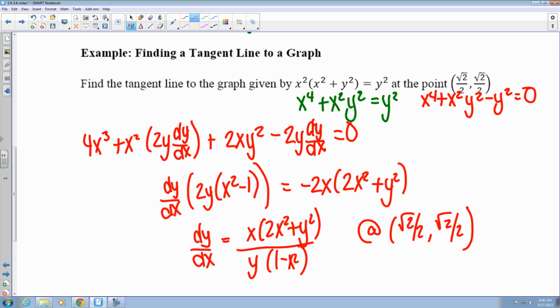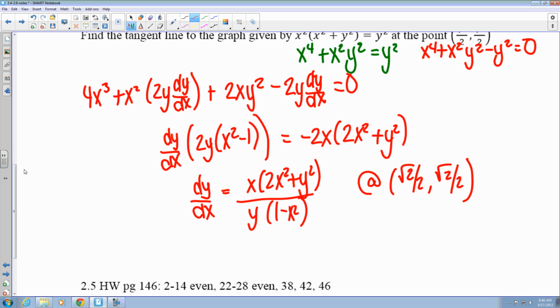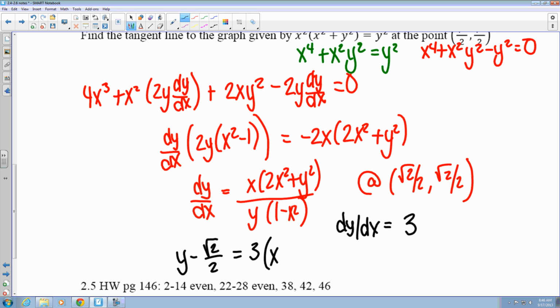We plug that in. Dy dx is 3. So our line is y minus root 2 over 2 equals 3 times x minus root 2 over 2. And that's good enough for me there.